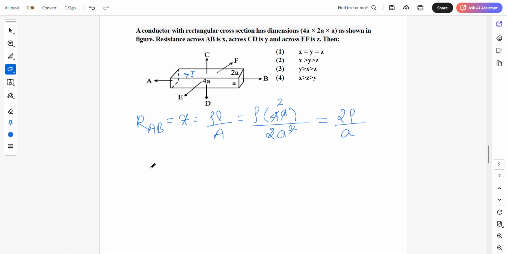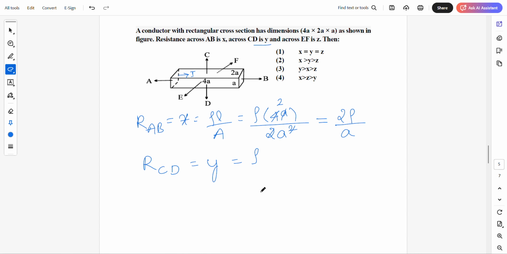Now, let us find out the value of the resistance RCD. RCD is equal to how much they have given? RCD is Y, they have given. RAB how much have they given? X. RCD, they have given Y. Again that is the same, I will write rho L by A. Rho, how much is the length for Y? How much is the length for Y? Length for Y is A, right?